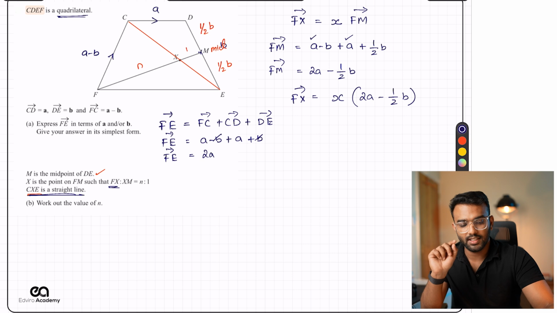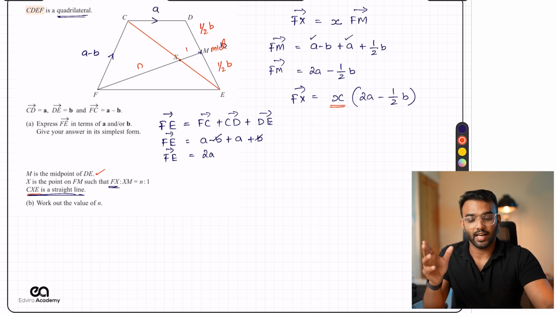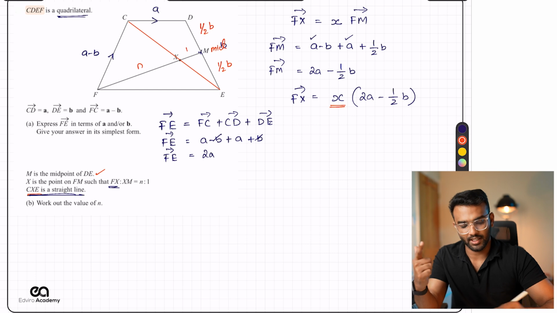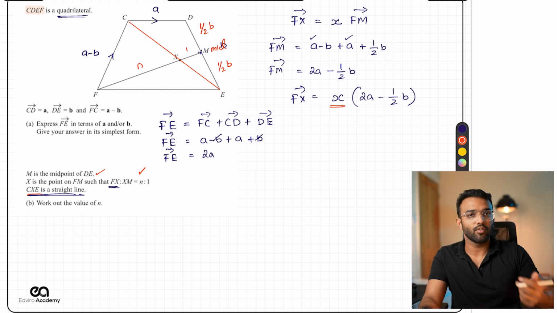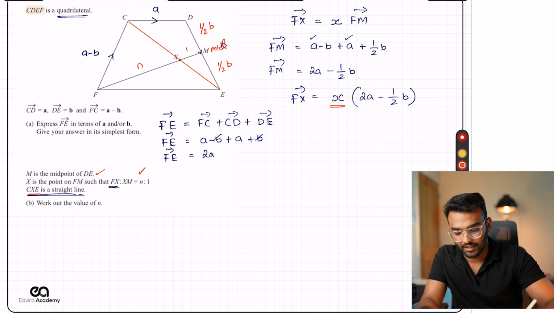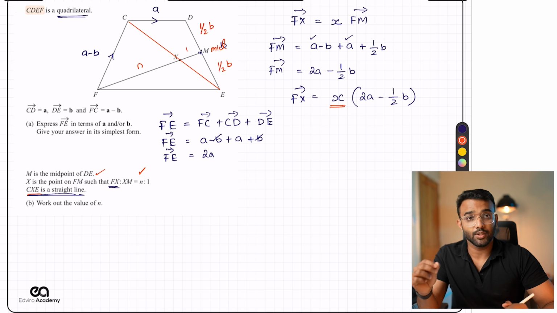So what this tells you is, if you find out this x, you can find out FX. And if you know FX, you know what is n. Okay? So our aim now is to find x. You see, the question has now changed. Our aim now is to find x. How do you find x now? That is where CXE, that line, will come in.